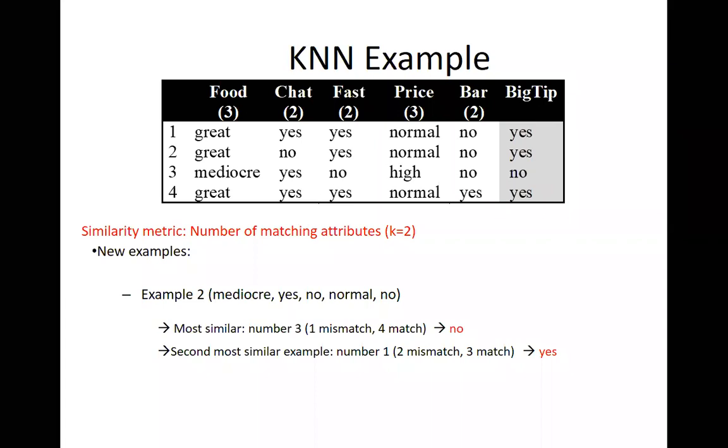See, you take example 2 or 4, both are almost the same. 3 mismatch, 2 match. So what is the result? Example 2 or 4 will give yes, yes. When it gives yes, yes label, the big tip will be yes. If the k value is 3, the big tip will be yes. Is it clear?